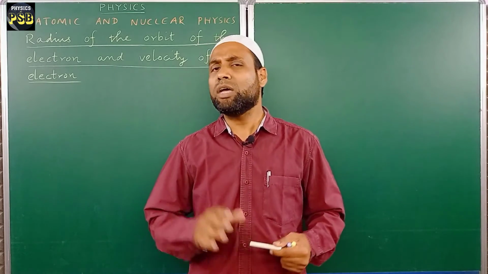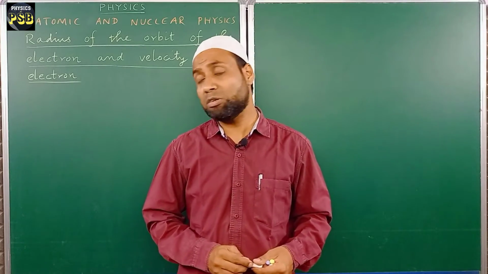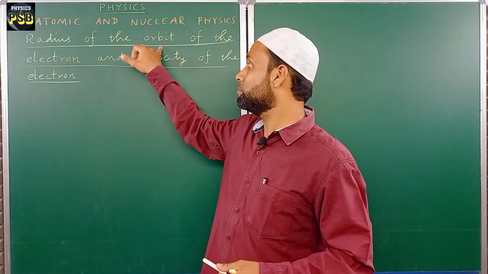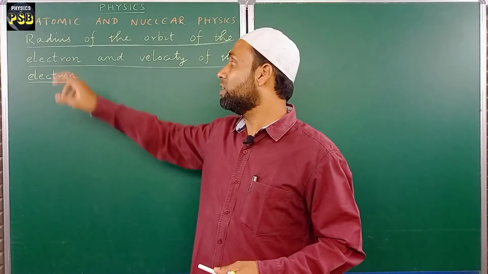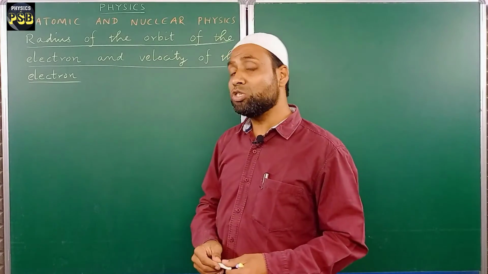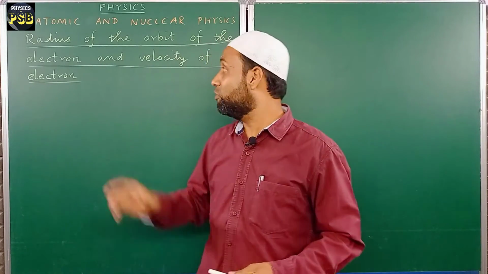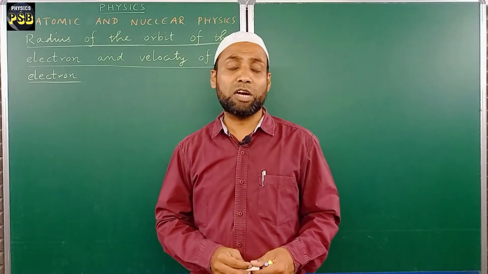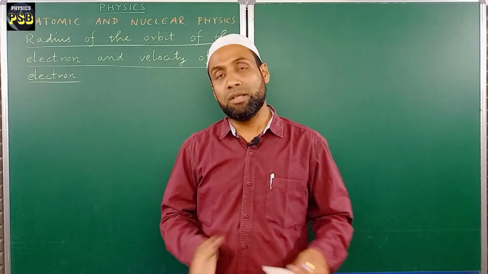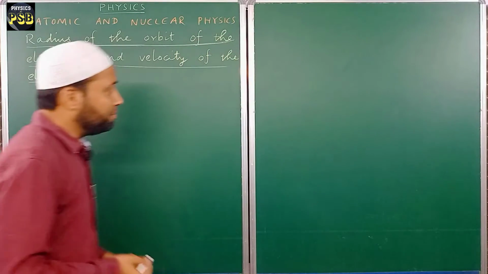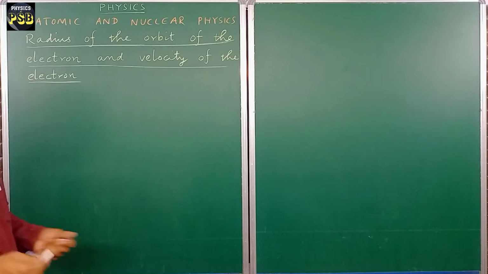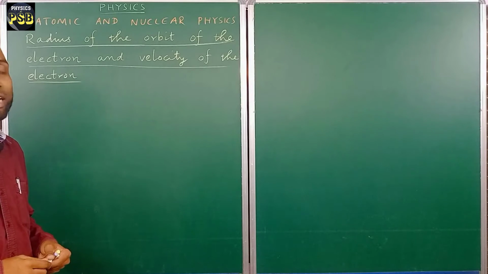orbit. In this video, we are going to get the expression for the radius of the orbit of a given electron, and we will also get the expression for the velocity of the electron revolving in an orbit. Before going ahead, let me show you how an atom appears according to Niels Bohr.